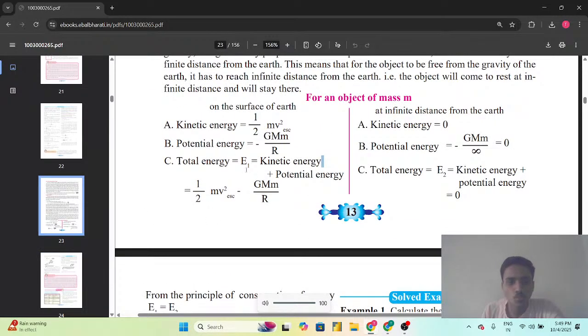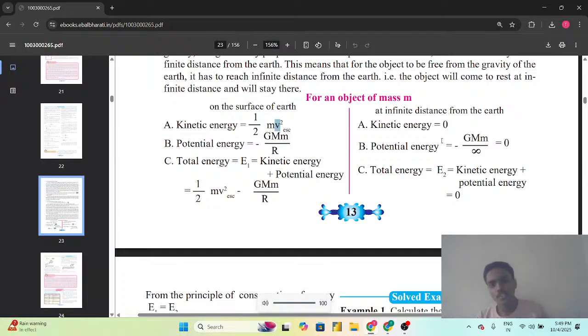So this will be the total energy. At infinite distance from the earth, the kinetic energy will become zero, as the final velocity, since we are taking it at infinite distance, will be zero. So half m into zero square. That means the kinetic energy of the object at infinite distance from the earth will become zero.